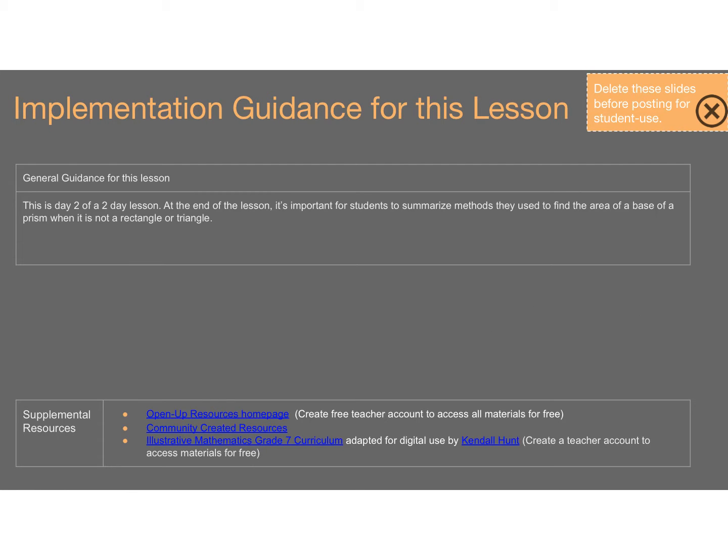Please keep in mind that this is day 2 of a 2-day lesson, and at the end of this lesson, it's important for students to summarize methods they use to find the area of a base of a prism when it is not a rectangle or triangle. We also provide implementation guidance for each portion of the lesson.